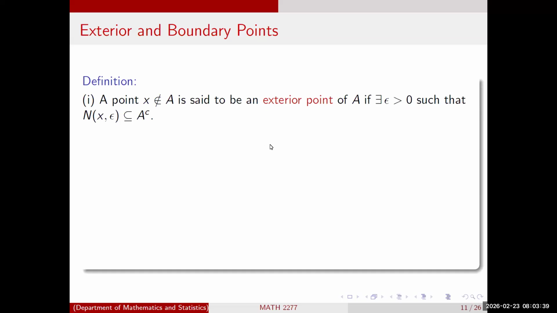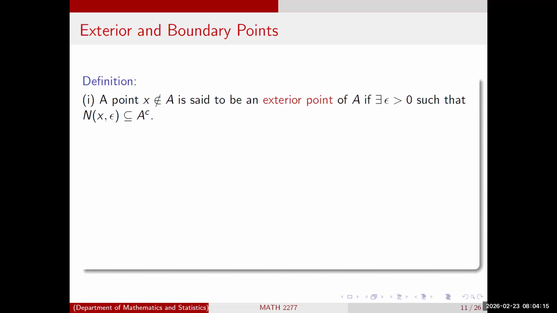Okay, so just a recap from the last set of topics. You would have met the idea of an exterior point. So just recalling this stuff now. A point X not belonging to the set A is said to be an exterior point of A if there exists some radius such that there's a neighborhood around that point inside of A complement.